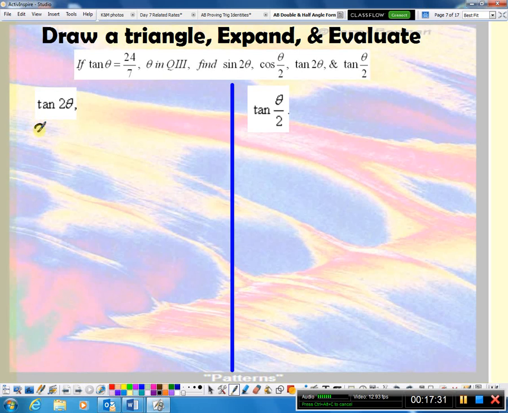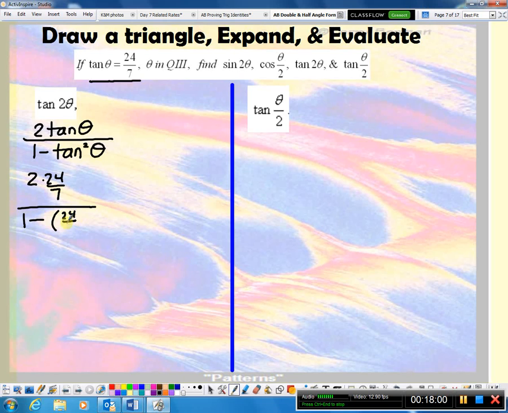This is 2 tan theta over 1 minus tangent squared theta. Sometimes just working out the fractions is messy, so that's what we're doing. Remember, I gave you already tangent theta is 24/7, so you don't even have to look at the picture. You can just plug in what I'm giving you. So 2 times 24/7 all over 1 minus 24/7 squared. So that's going to take some work.